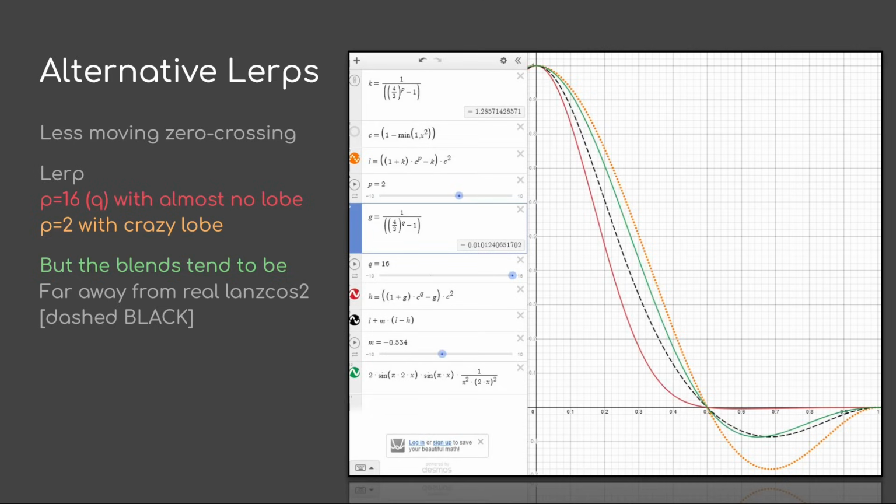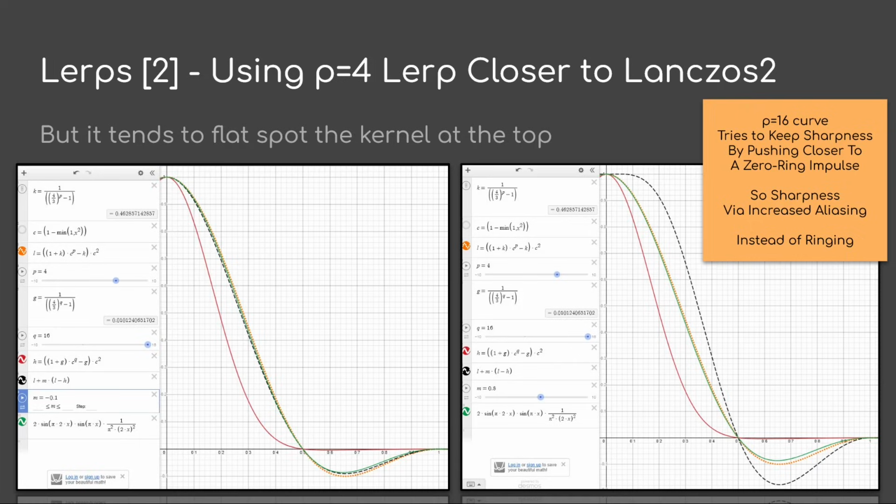So in this case, the dashed black line is the real curve, the green one is the blend, the red one is the Gaussian-like one with almost no lobe, and the orange one is the one with the crazy lobe. If we want something that blends closer to Lanczos 2, we can adjust one of the curves to P equals 4. However, this tends to flat spot the kernel at the top. So we got two examples at the bottom.